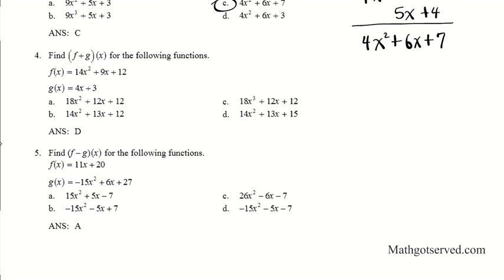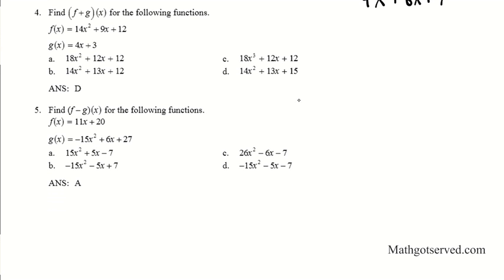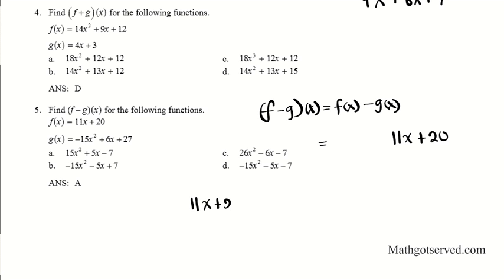All right, now let's move on to question number 5. It says, what is f minus g of x? f minus g of x is a shorthand way of writing f of x minus g of x. Okay, so let's work this out. So f of x is 11x plus 20, and then let me write it down here because I might need some space. So 11x plus 20 is f of x, and then g of x is negative 15x squared plus 6x plus 27. We're subtracting, so we're going to have a minus parentheses here.